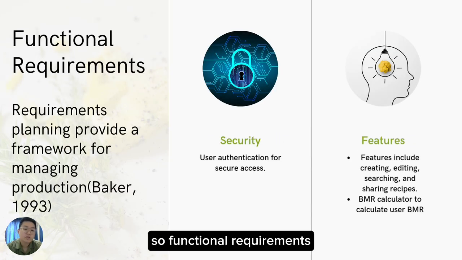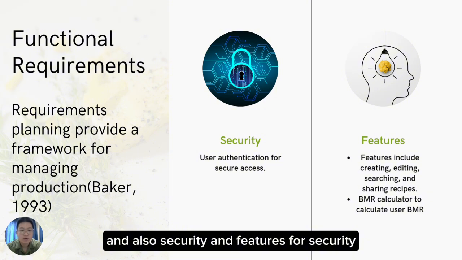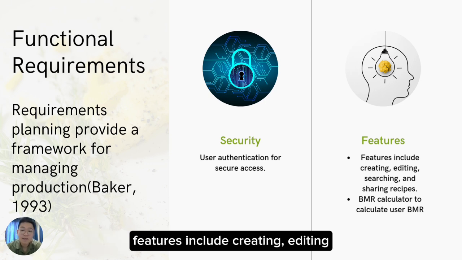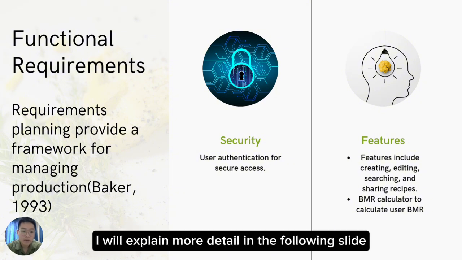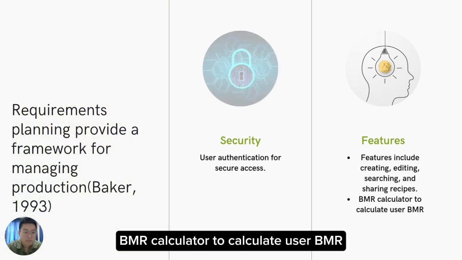So functional requirements planning provides a framework for managing production and also security and features. For security, user authentication for secure access. Features include creating, editing, searching, and sharing recipes. I will explain more detail in the following slide. There is also a BMR calculator to calculate user BMR.